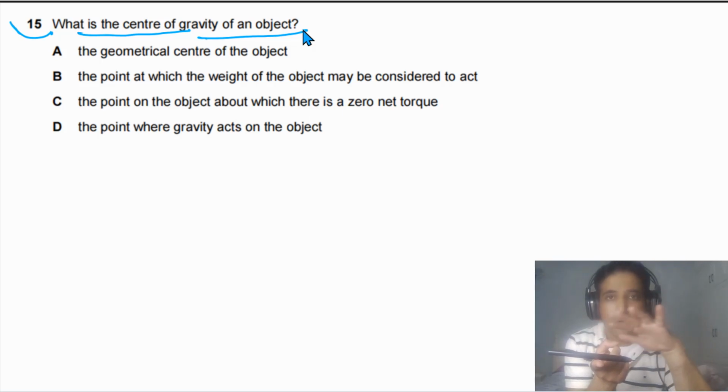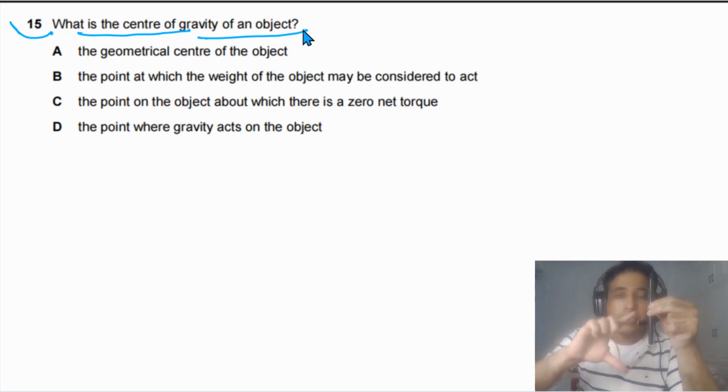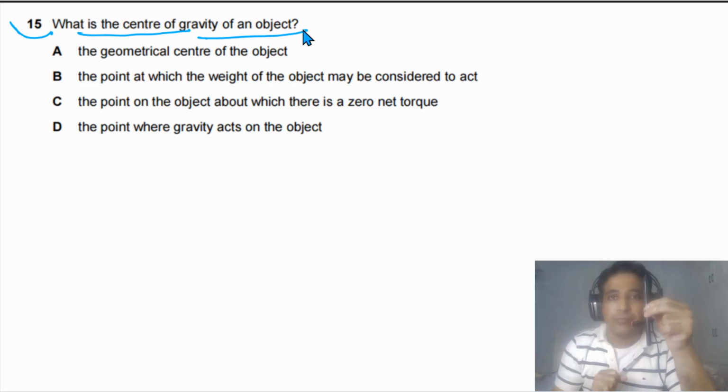If the object is horizontal, the center of gravity and center of mass lie at the same point. If the object is vertical like this, the center of gravity and center of mass will not be exactly at the same point. It depends on the height of the object. The taller the object, the greater the difference between the locations of the center of gravity and center of mass. If shorter, the difference will be smaller.